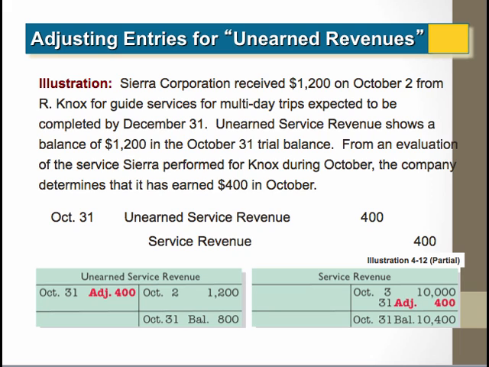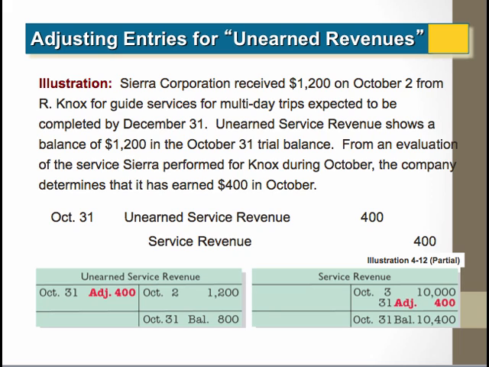So here's an illustration. Sierra Corporation received $1,200 on October 2nd from Knox for guide services for a multi-day trip expected to be completed by December 31st. Unearned revenue shows a balance of $1,200 in the October 31st trial balance. From an evaluation of the service Sierra performed for Knox during October, the company determines that it has earned $400 in October.